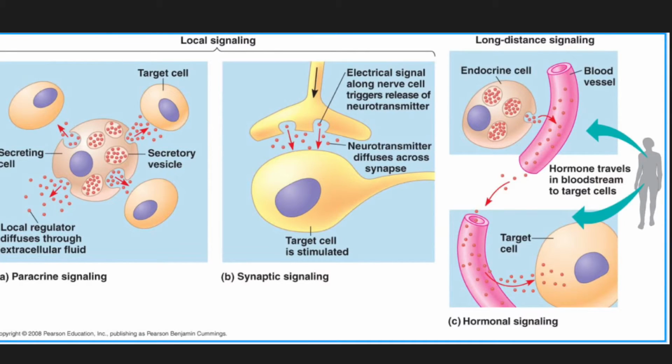Sometimes cells are not very close together and have to communicate over longer distances. Long-distance cell communication occurs through hormonal signaling. Through exocytosis, endocrine cells release molecules called hormones into body fluids, usually the bloodstream, which allows the hormones to travel to target cells throughout the organism.